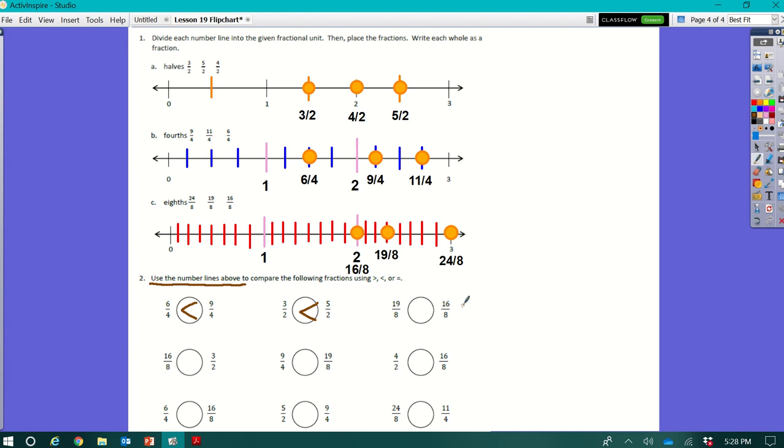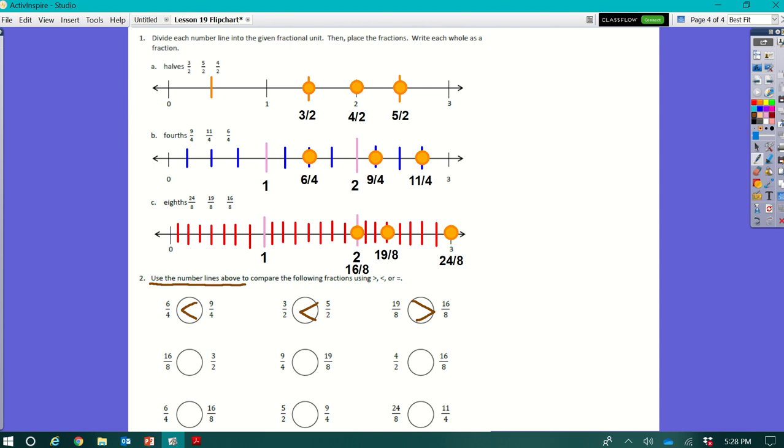Going across, 19/8 compared to 16/8. Again, I can look up here on my number line. Here's 16/8, here's 19/8. The denominators are the same, so I know that 19/8 is greater than 16/8.